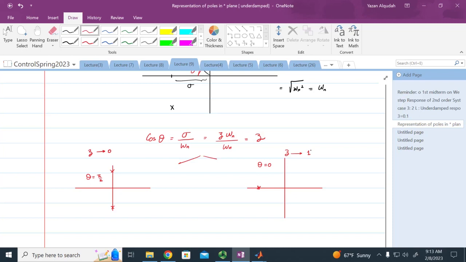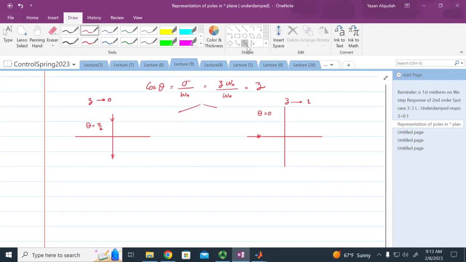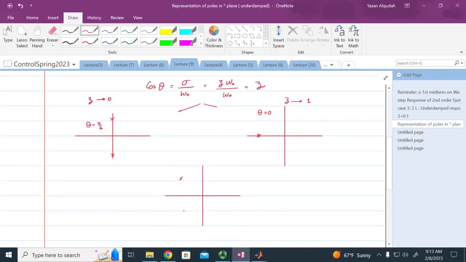And again, in general, between the two, we're going to have something that looks like this. This is theta, and cosine theta is going to equal zeta.